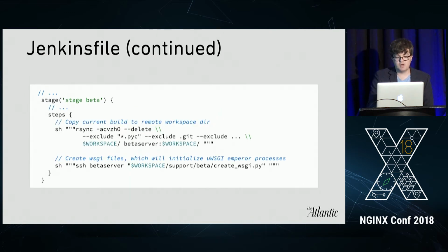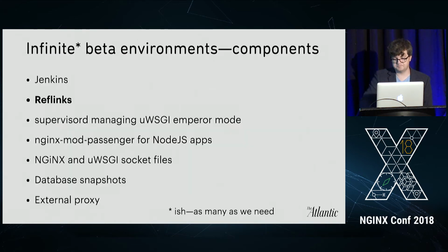So continuing on, the current build is rsynced over top of the reflink copy, and then uWSGI files are created, again using a script over SSH. This dynamically spawns processes in uWSGI Emperor mode. I'll explain that mechanism in a few slides.